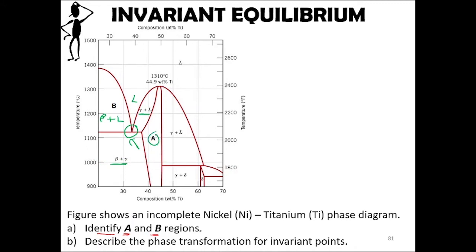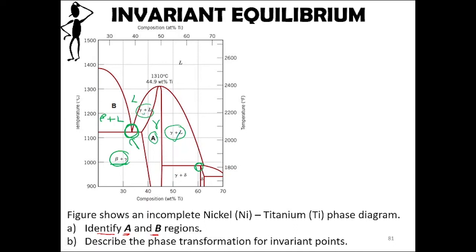Then for region A, we don't have any invariant point connected to it, because we have a eutectic over here, and then at this point we have a peritectic. At region A, we only have a single solid phase, which is the gamma solid phase, because in the neighboring regions we have gamma plus liquid over here, gamma plus liquid, and also beta plus gamma. Every neighboring region has gamma.